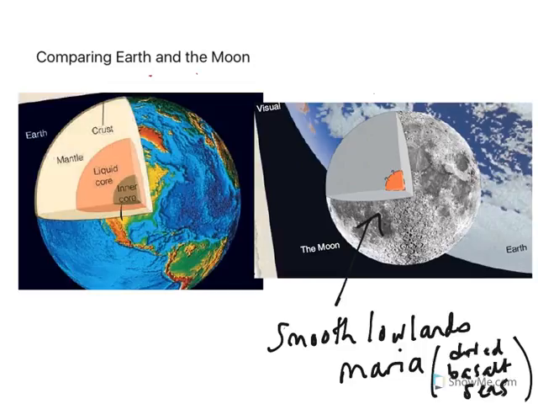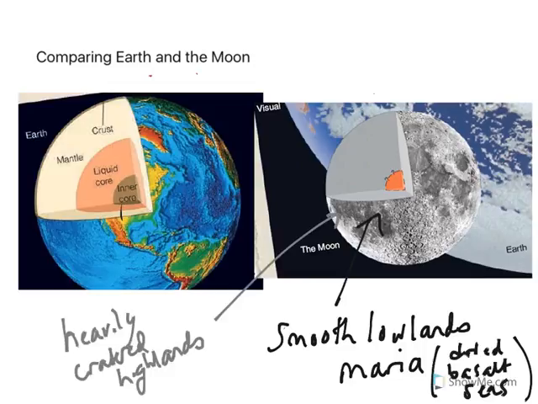In contrast to the dark regions, you see these very bright regions. These very bright regions are heavily cratered highlands. Now on Earth, we don't have these heavily cratered highlands because we have erosion on Earth. There's very little erosion occurring on the moon, hence we can still see these heavily cratered highlands.